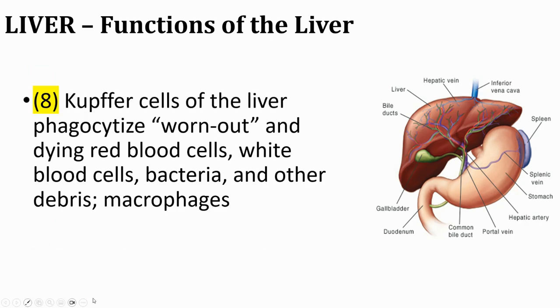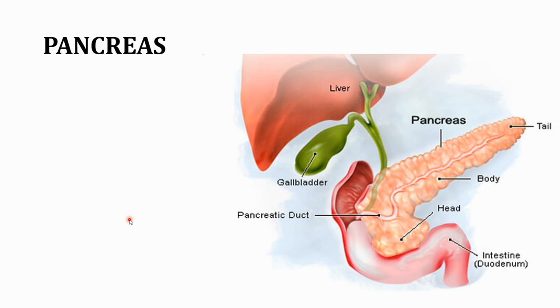Now, this one you may not have heard of before. So, Kupffer cells of the liver phagocytize worn-out, dying red blood cells. Now, we know the liver destroys old red blood cells, but it's actually the Kupffer cells of the liver that do that. Not only that, they also take a look at white blood cells and phagocytize those, bacteria, other debris, macrophages. So if it's on the way out the door, the Kupffer cells take care of that and get rid of it. Now, let's take a look at the pancreas.